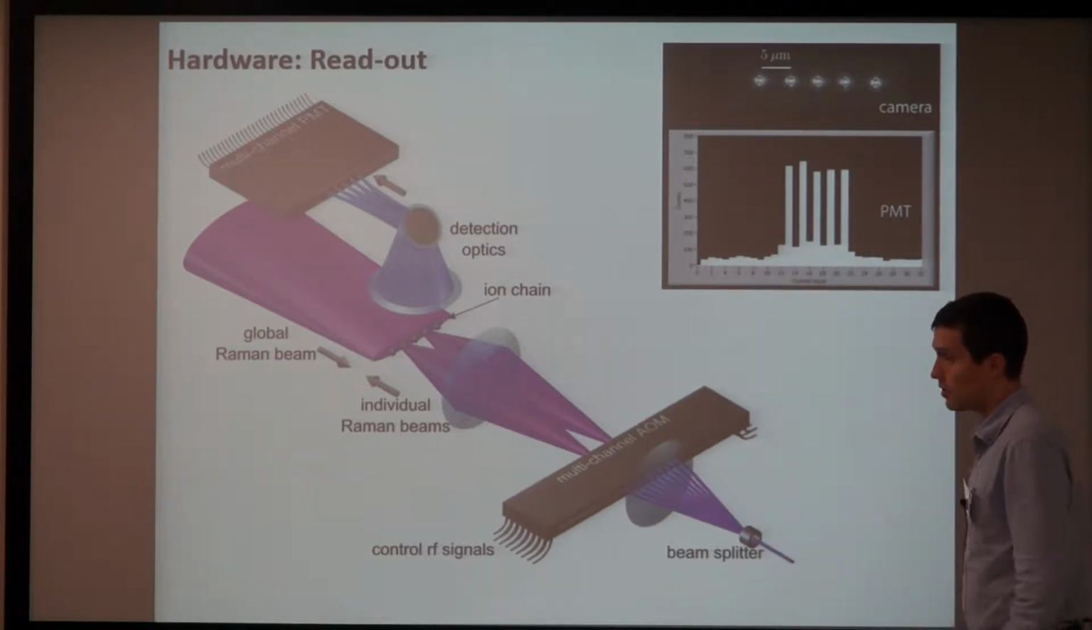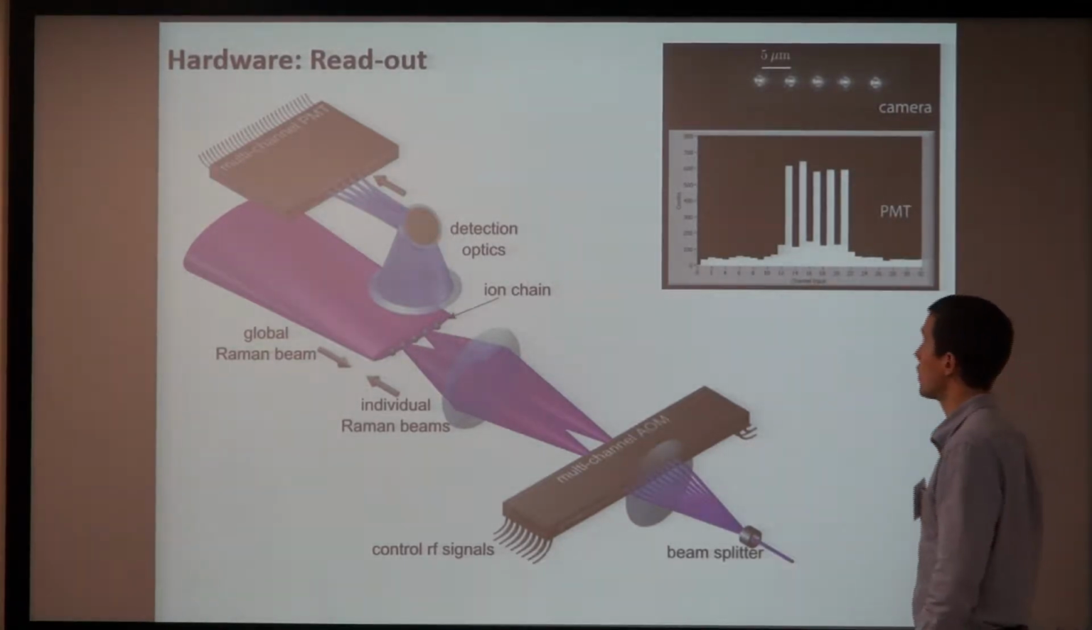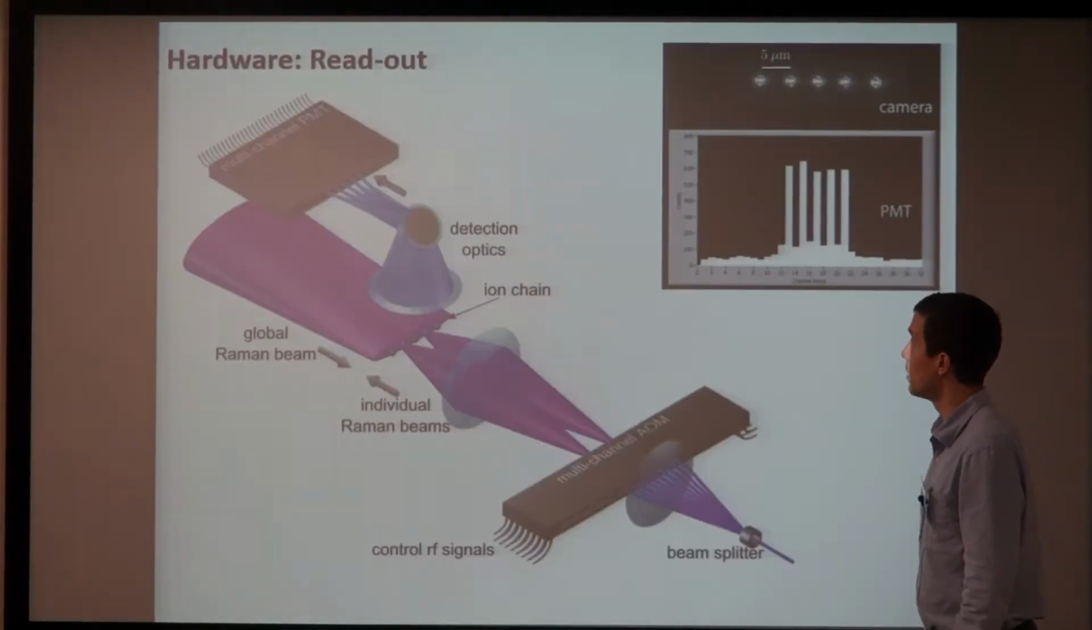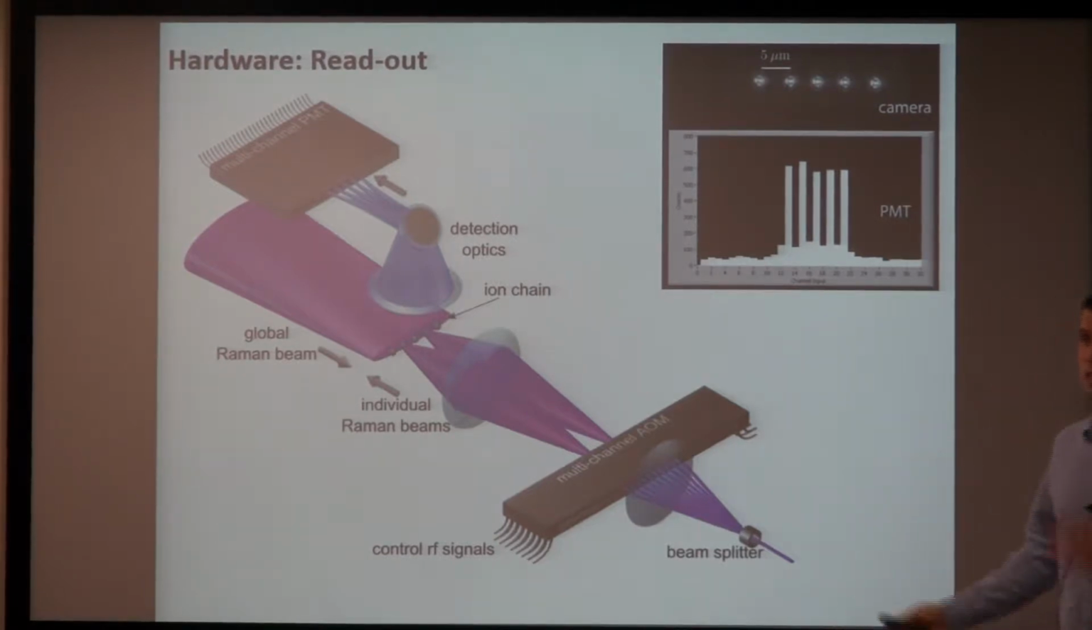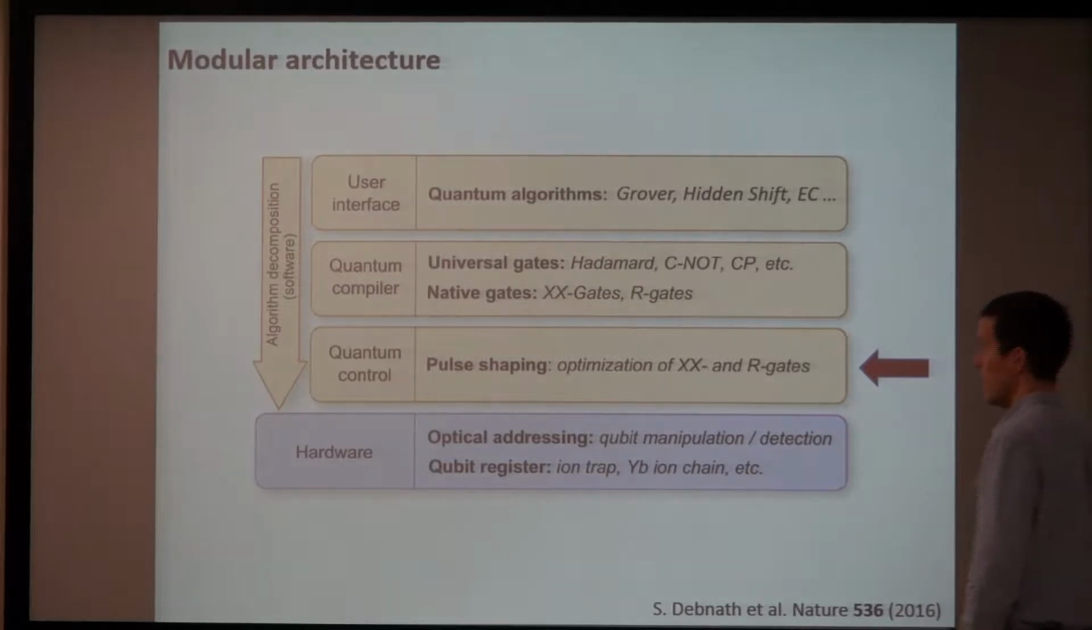And that means after a computation, we can tell exactly for each ion whether it is bright or dark, and we can tell which of the 2 to the n output states we have, with some readout error, of course, which I'll come to later. Okay, so that's the lowest layer.